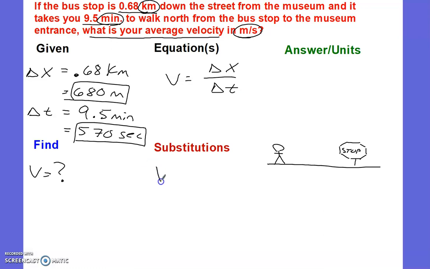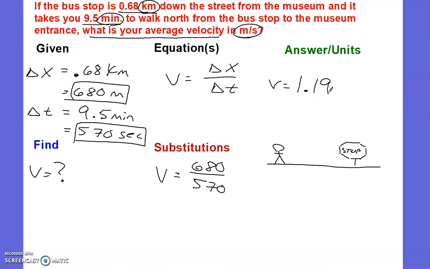Then we substitute in our values. There is no number for v, so that's the one thing that's going to stay a variable. Instead of x, we'll put in 680. Instead of t, we'll put in our 570. When we divide those two, we get an answer of 1.19.